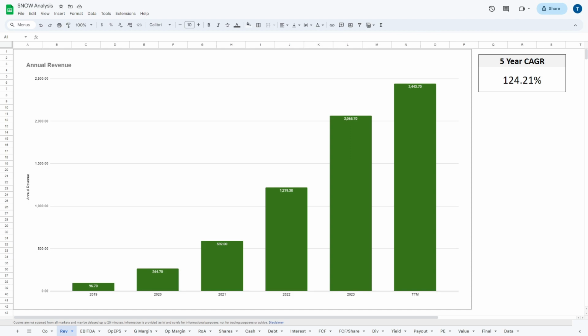Revenue growth has been almost unbelievable, growing by over 124% per year over the last 5 years. In 2019, the company was earning under $100 million, and in the trailing 12 months, they've earned almost $2.5 billion, with a B.